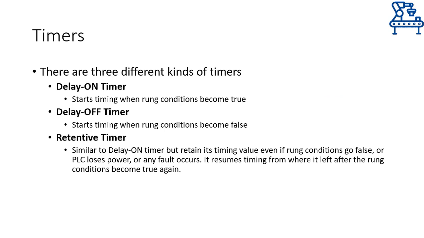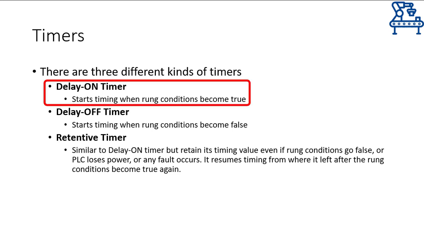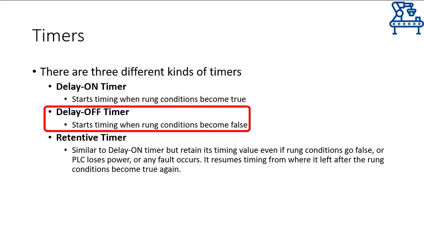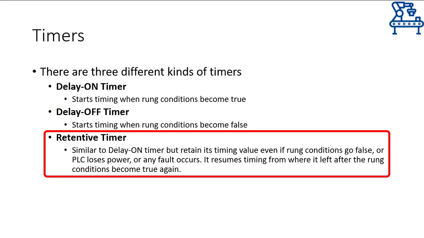Like most of the PLCs, Allen Bradley Micrologix and SLC PLCs also have three different kinds of timers. The first one is called the delay on timer, which starts timing when run conditions become true. The second one is called the delay off timer that starts timing when run conditions become false. And lastly, the retentive timer is similar to a delay on timer with an exception that the timer will start timing from the point where the timing was halted due to any reason. I'll talk about it in more detail in a while.